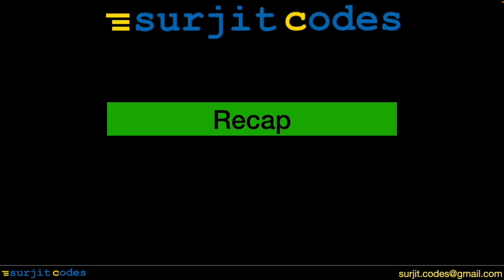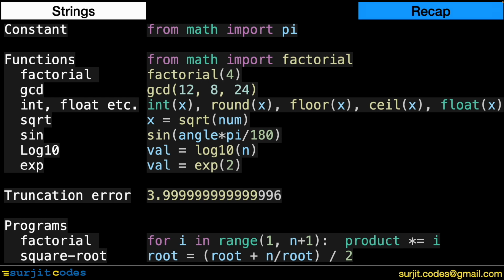In this session, we discussed math library for constant pi and functions factorial, GCD, integer, round, floor, ceiling, float, and square root, sine, log, and exp functions. We also discussed truncation errors. In the end, we wrote our own versions of factorial and square root programs.